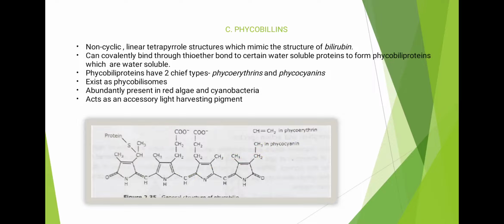Phycobilins are non-cyclic linear tetrapyrrole structures. They are very similar to the structure of bilirubin. I hope you all know about bilirubin. Chlorophylls are composed of 4 pyrroles, but the pyrroles are arranged in a ring and contain a magnesium ion in the center. The 3 photosynthetic phycobilins which are mainly involved in all these processes are, as I have shown you in the previous slide, phycoerythrobilin, phycocyanobilin and allophycocyanobilin.